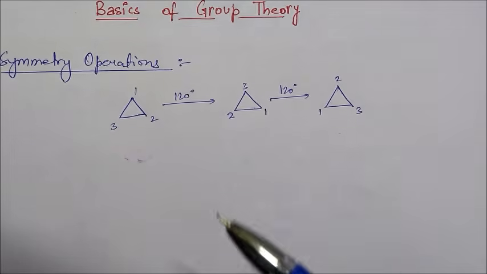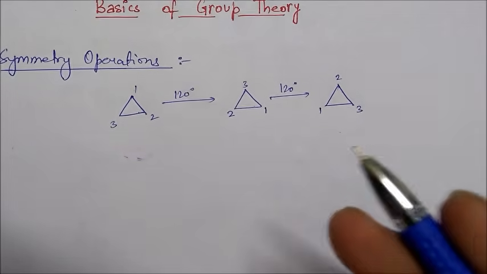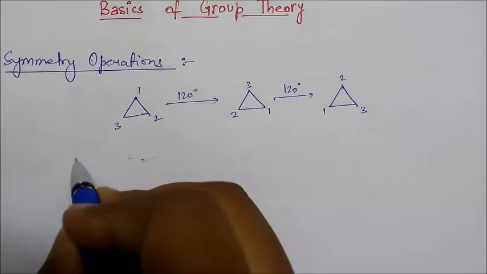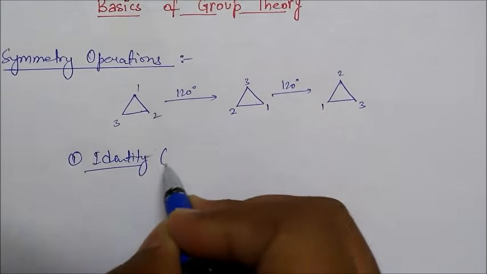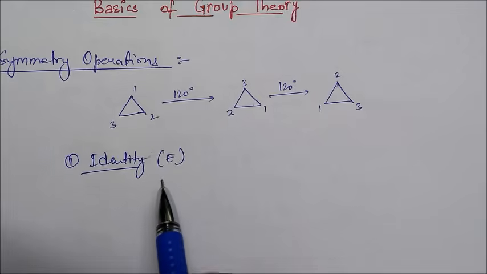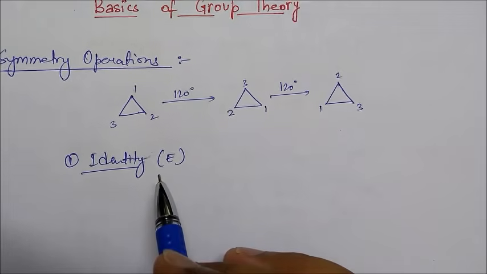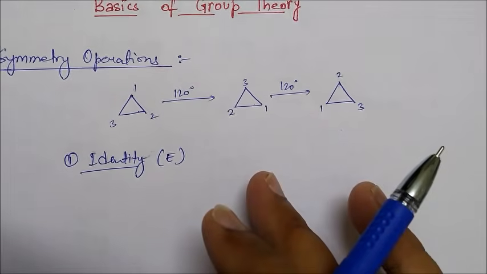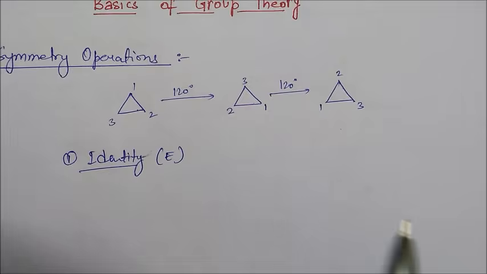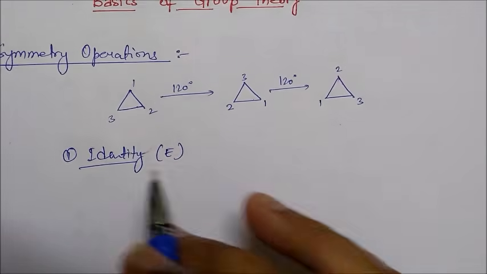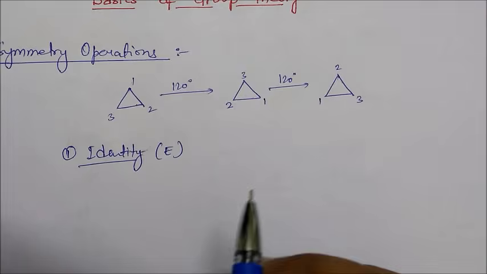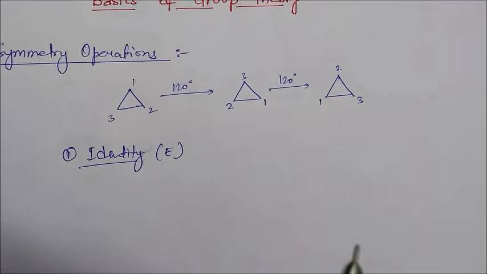Symmetry operations are of different kinds. The first symmetry operation is identity, denoted by E. Identity is the symmetry operation where you don't do anything to the molecule and the molecule stays as it is. This is found in all molecules. All molecules contain this identity element.